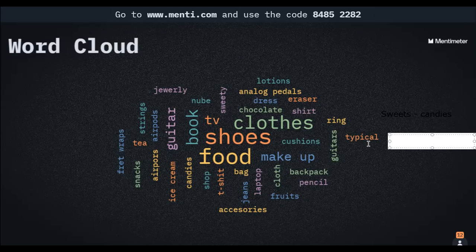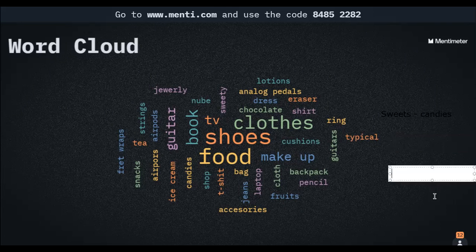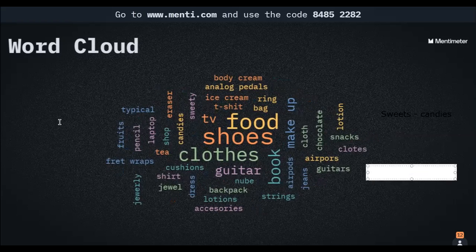So, ¿quién escribió typical? Typical what? And clothes. Nadie escribió typical. No, I don't believe you que nadie haya escrito typical. Nadie escribió typical. Typical, ¿qué quiso decir? Typical food? Typical clothes. Puede hacer que compren typical clothes, right? We don't know. Okay, so we have t-shirt, maybe.